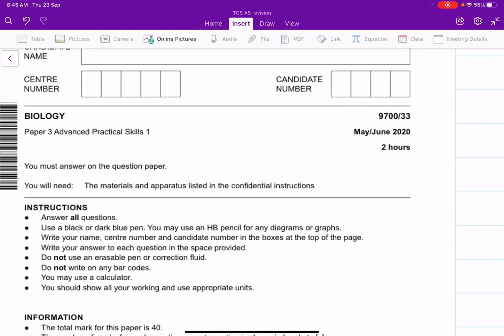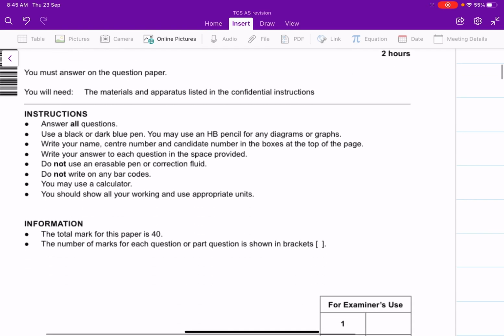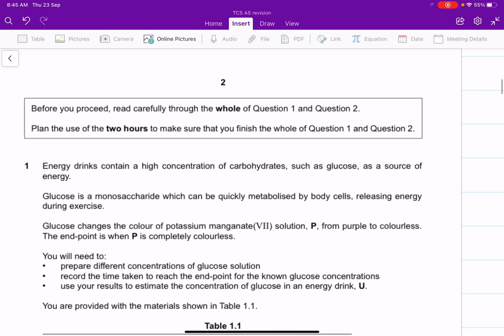We'll discuss May/June 2020 Paper 3.3, first part of it. As you already know, there are two different types of questions in our P3 or practical exam papers. One is a wet experiment and the other is a microscopic. So today we are going to discuss a wet experiment from summer 2020.